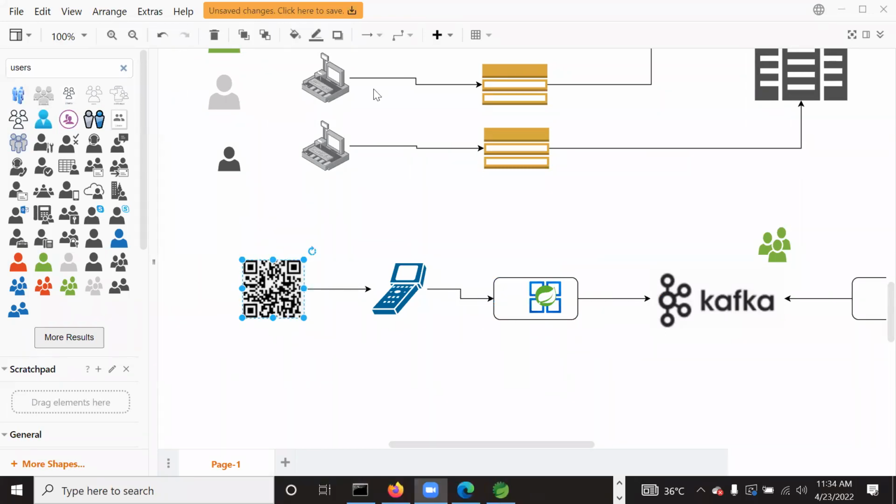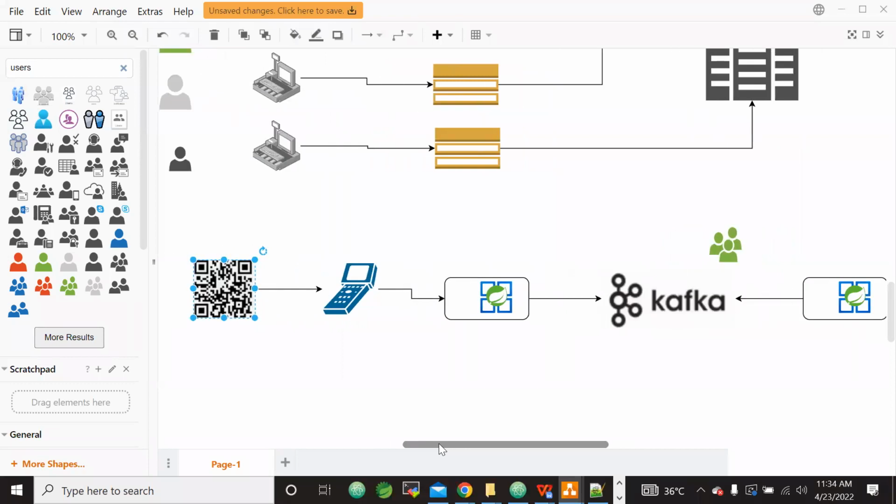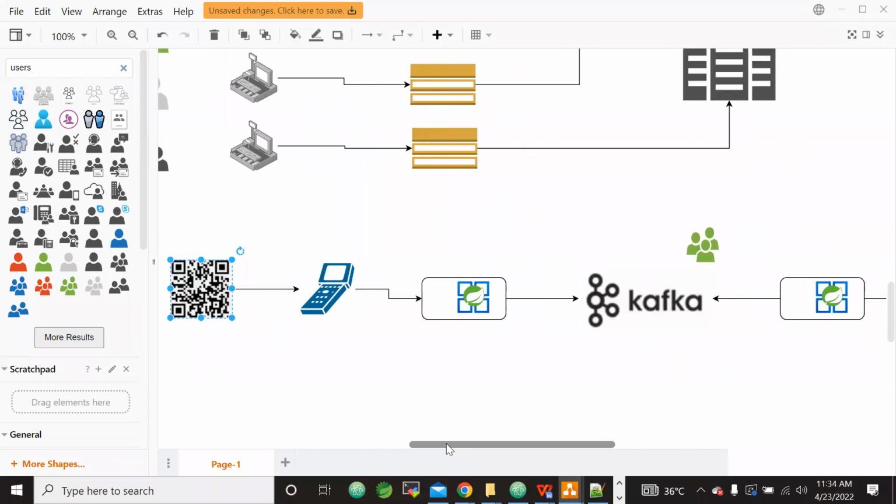Okay, so this is the use case that we're going to implement, right? So that's all from the demo point of view about Apache Kafka.